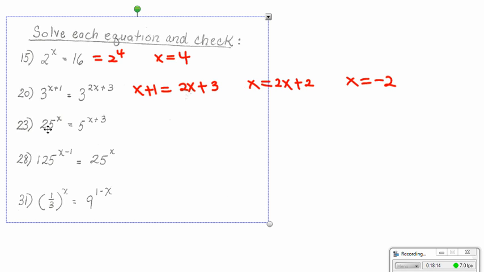Now here, we need to make the first expression, so 5 squared to the x power is equal to 5 to the x plus 3 power. And having the exponents the same, we get 2x must be equal to x plus 3. By subtracting x, we get x equals 3. Here 125 is in fact 5 to the third power.